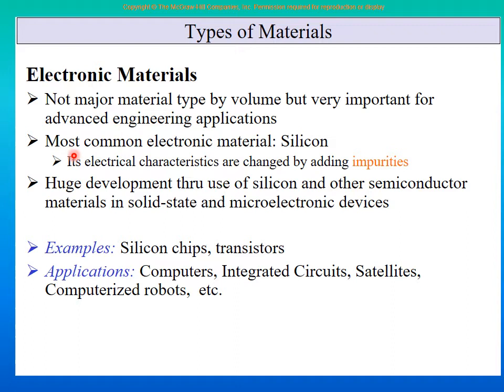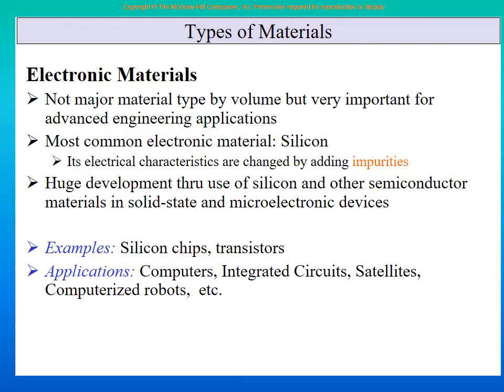The most common electronic material is what? You already know it, silicon. Can anybody tell me the other material which is basically used for electronics? Anybody? There is another metal called germanium. So germanium and silicon are the two materials that are used mostly in electronics.